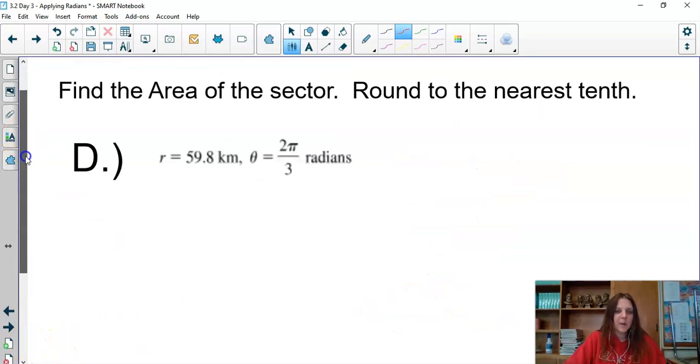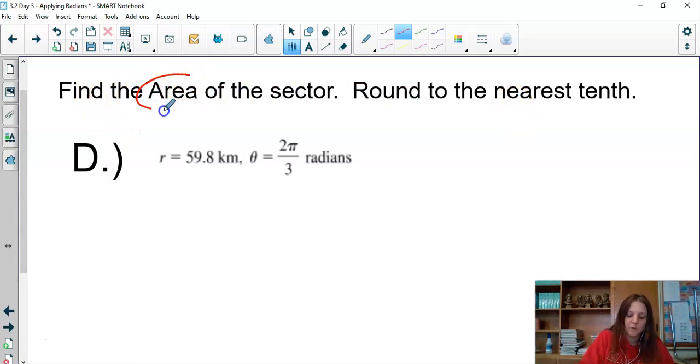This is our last example. In this part of the assignment, you're going to find the area of the sector. So again, you're looking for area.